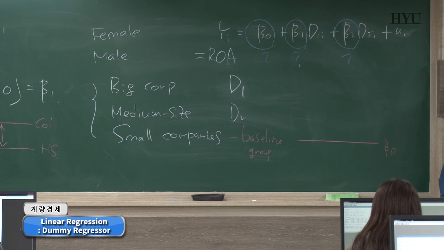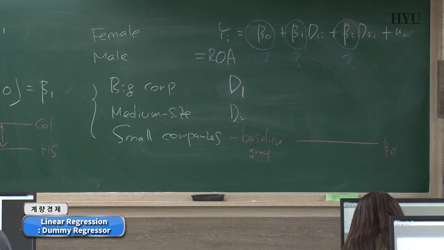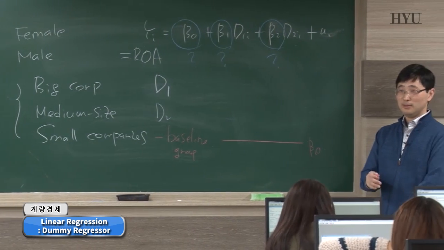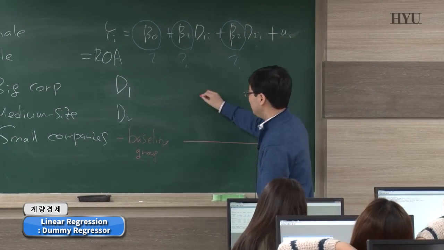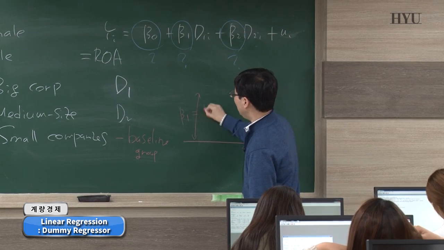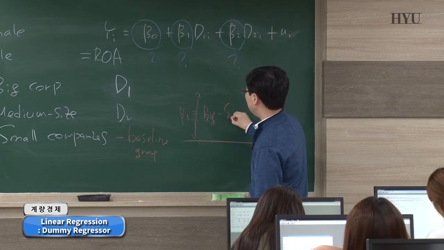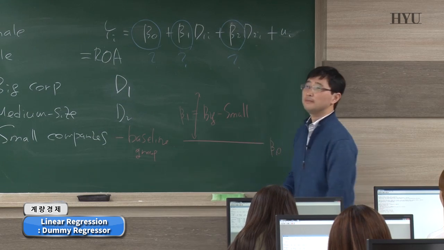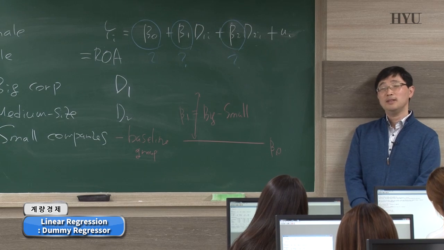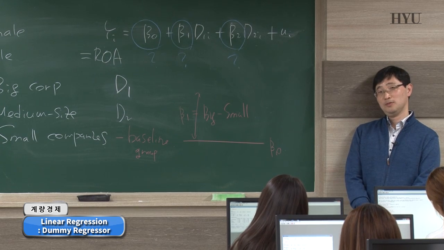So it will be the difference in two average ROAs, right? But between whom? That's important. So that's the difference between big companies and small companies. Big minus small. Okay? So how do you measure the average ROAs of big companies?